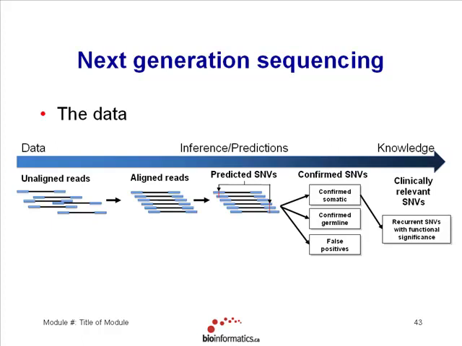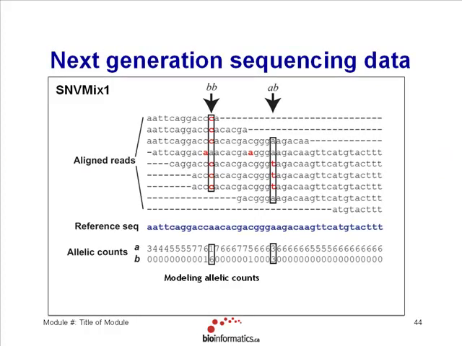And then, like I said, what we did in the FOXL2 case in granulosa cell tumors was to take a handful of the variants and characterize them for recurrence and functional significance in larger cohorts. So here's just what the data actually looks like.